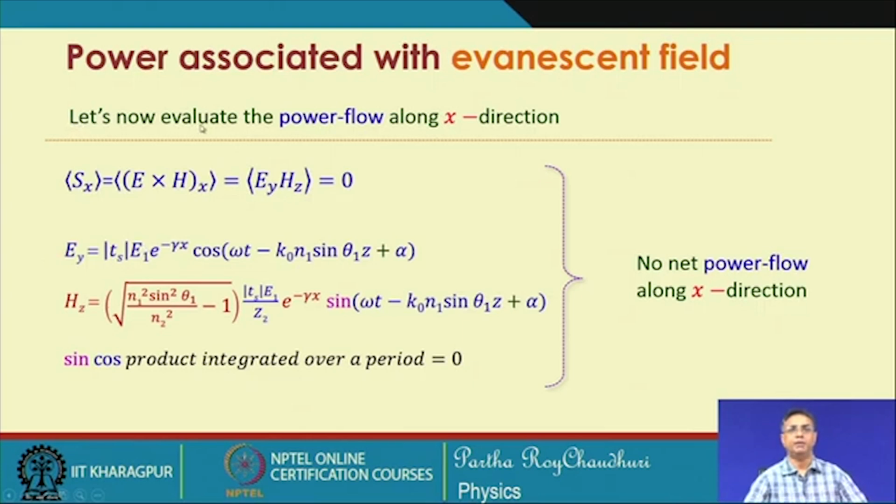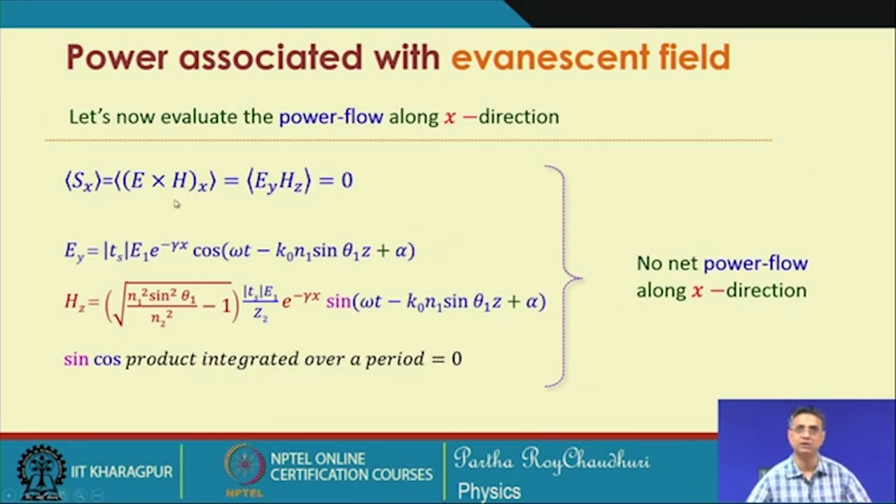So, let us now evaluate the power flow across the x direction. Sx is equal to E cross H, the x component, we have seen. Now, Ey and Hz, this component will give you Ey and Hz, which will be equal to 0. Why? Because Ey will contain a cosine factor, whereas Hz contains a sine factor. So, you know the time average over a period for the sine and cosine product will always give you 0. So, that means there is no net power flow along the x direction in the transmitted wave.